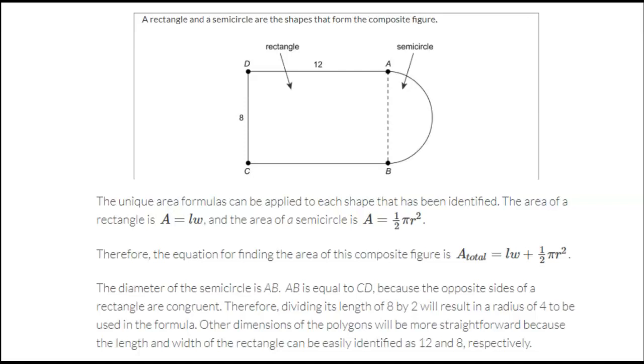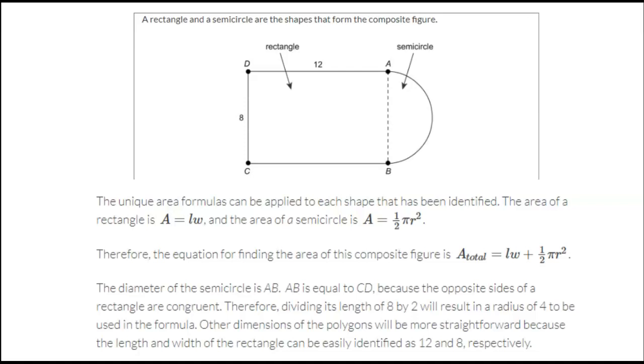The unique area formula can be applied to each shape that has been identified. In other words, the area of a rectangle is length times width, and the area of a semicircle is half pi times radius squared. Therefore, the equation for finding the area of this composite figure, meaning that we put them together, would be length times width, which is our rectangle, plus half times pi times radius squared.